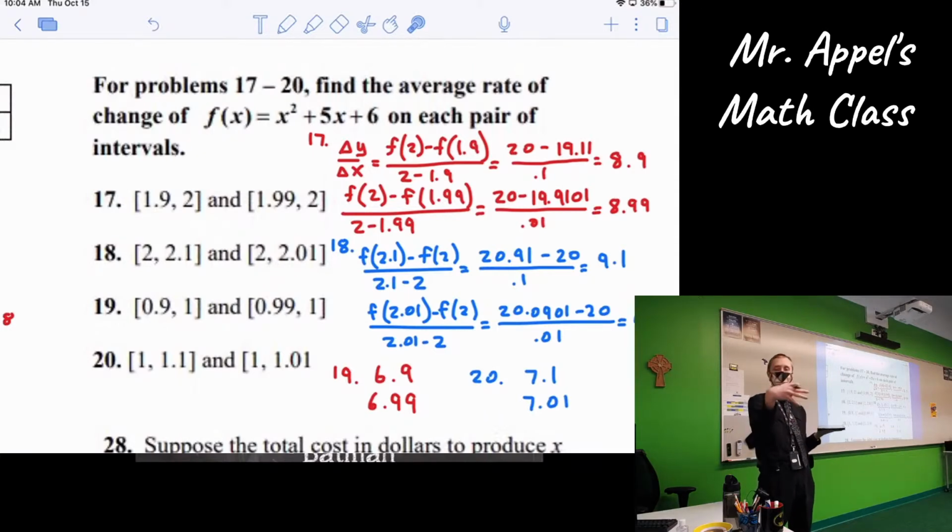So if I were to ask you the hypothetical later coming calculus question of what do you think is the instantaneous, the exact specific rate of change at 2? The slope of the tangent line at 2. What do you think it's going to be based on these results? These are getting really, really close to what number?